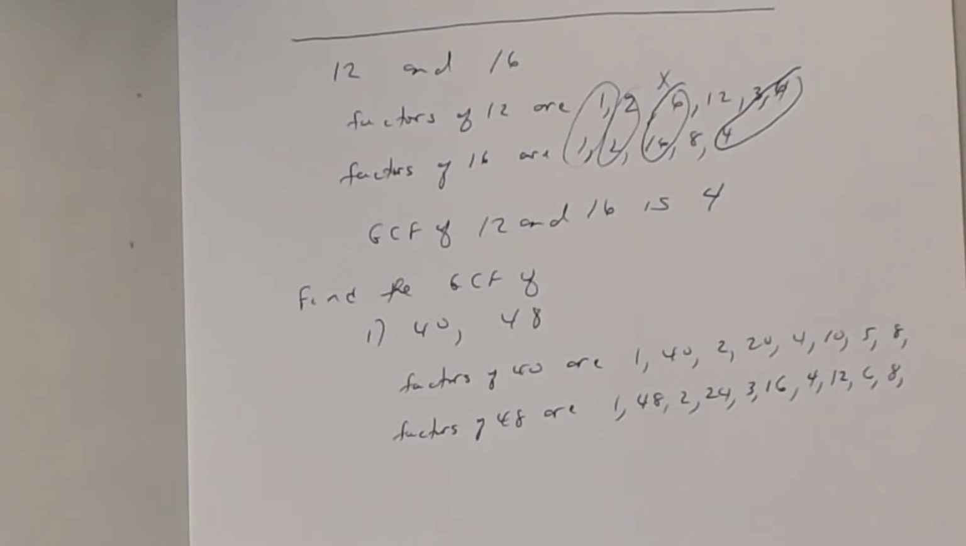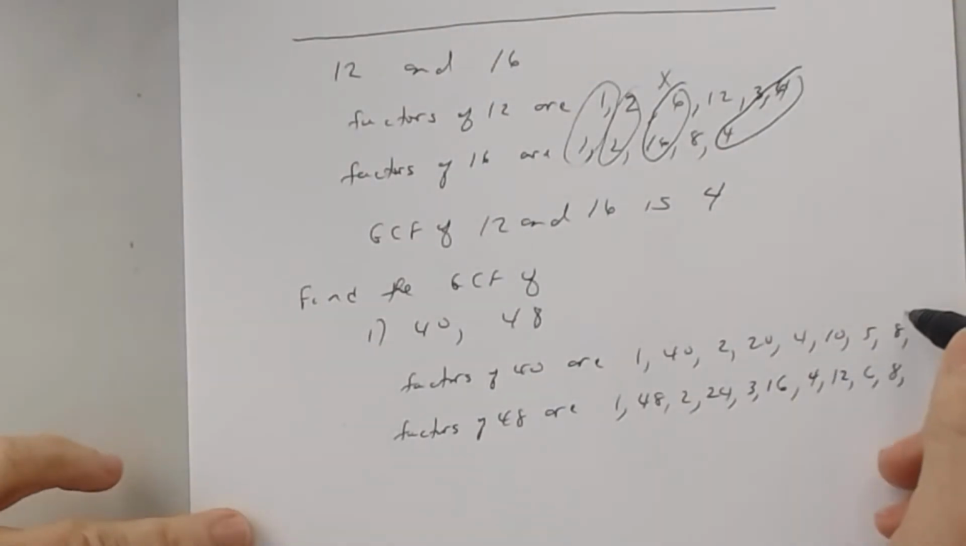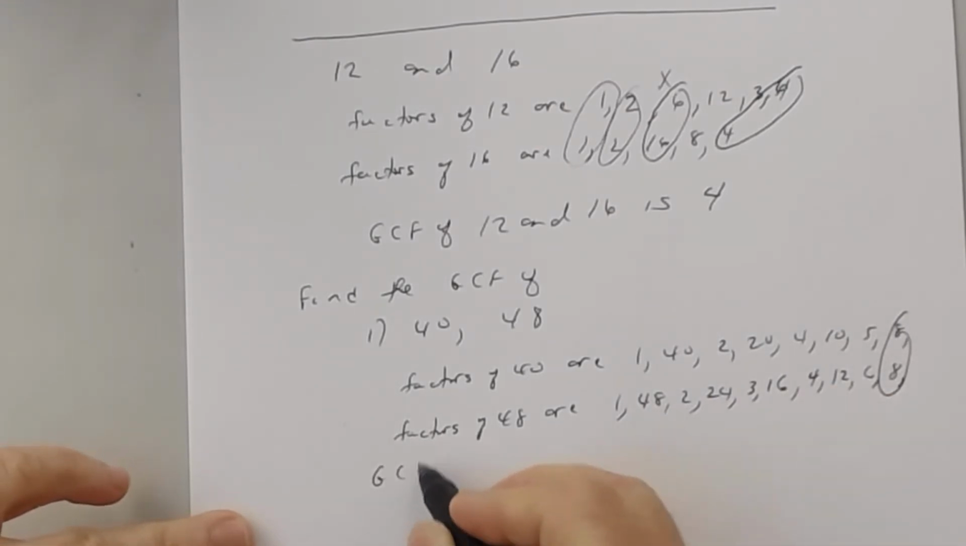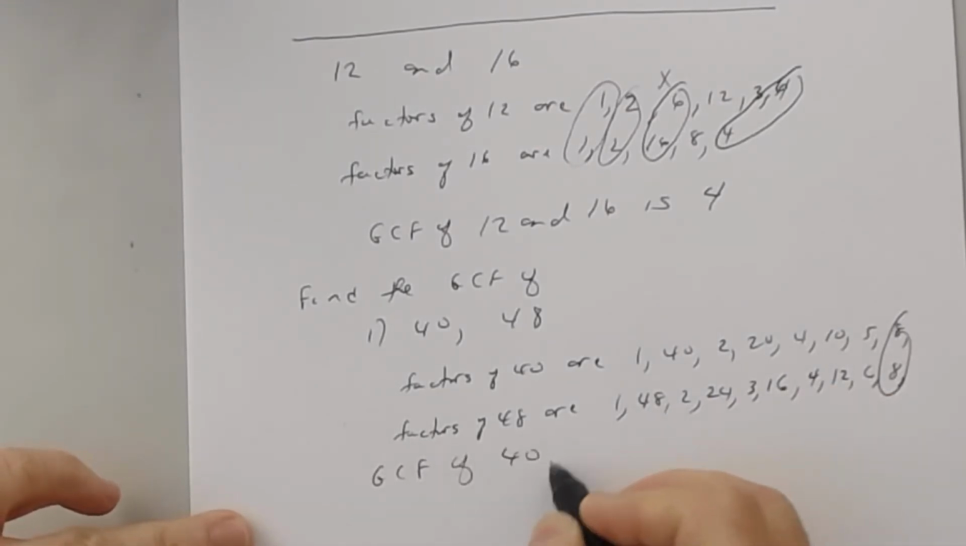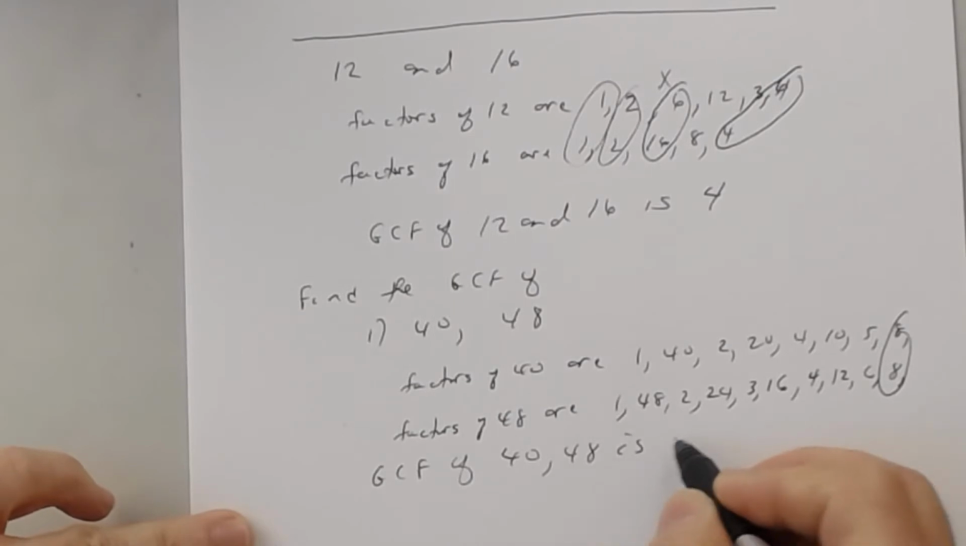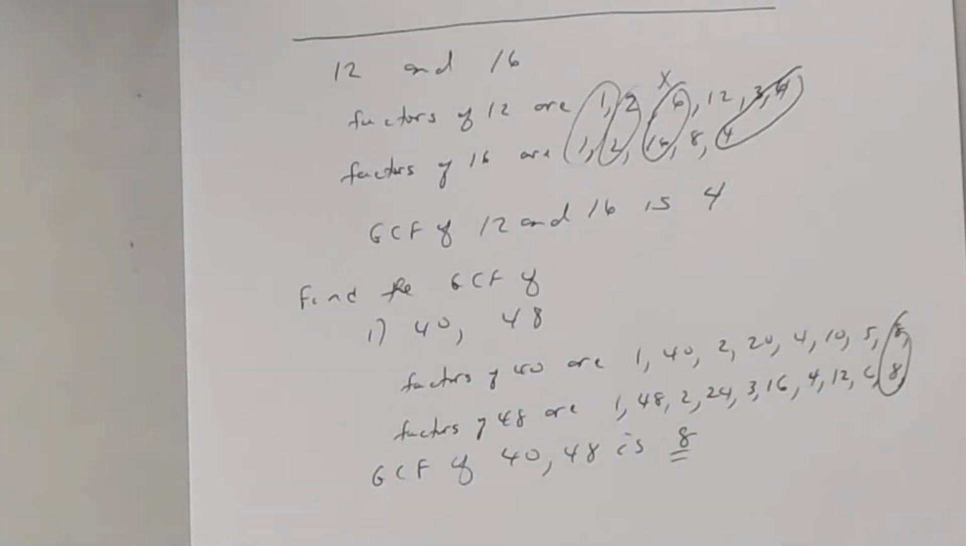Now, you see some common ones, right? Which one's the greatest? Eight. So eight's the greatest, is that correct? Mm-hmm. So the GCF of 40 and 48 is what? 8. Okay. That's going to be important when we start factoring polynomials. You got to know how to find the GCF of numbers.